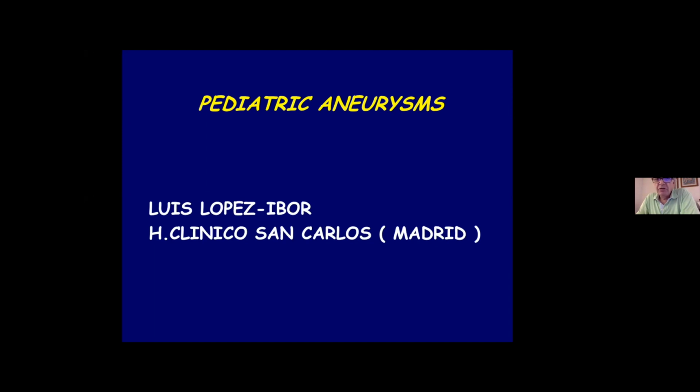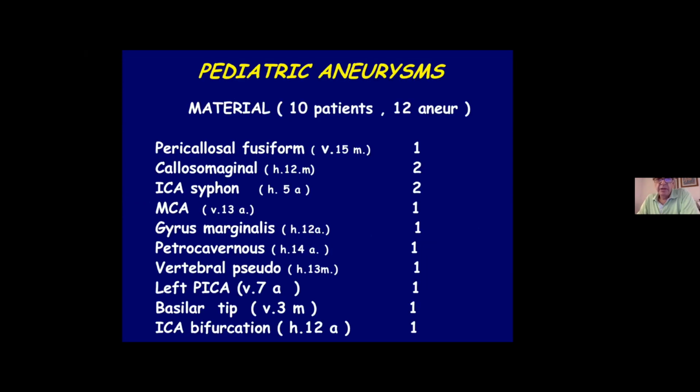And I present only a few cases, special cases of pediatric aneurysm embolization. There are 10 patients with 12 aneurysms. This is the localization and age. Male of 50 months, callosomarginal, ACA, MCA, gyrus marginalis, petrocavernous, vertebral, left PICA, basilar tip and bifurcation. This is a blister aneurysm.